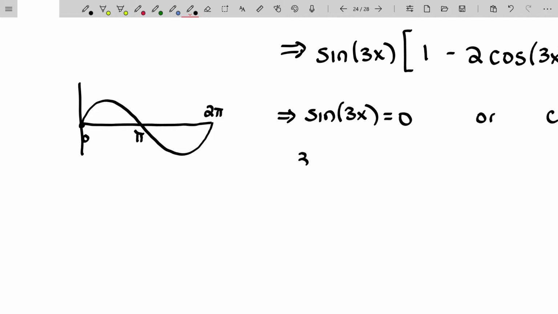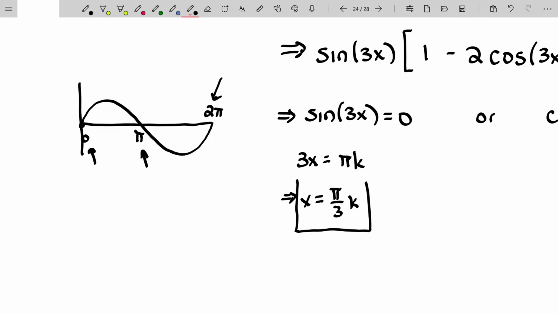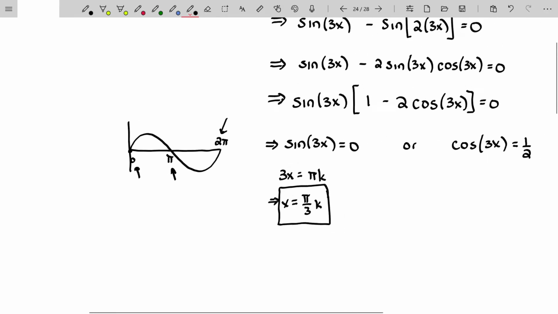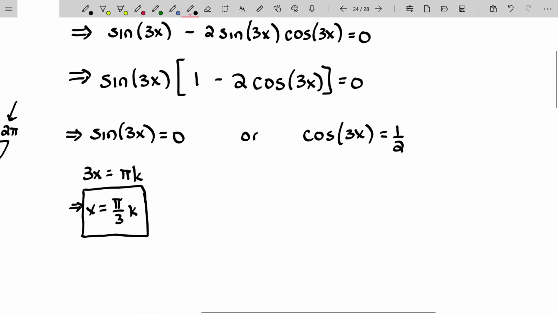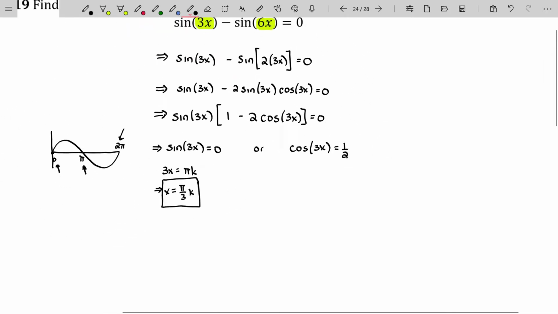So 3x is going to be pi k. If k were 0, I'd get 0. If k were 1, I'd get pi. If k were 2, I'd get 2 pi, and so on and so forth. And that implies x is equal to pi over 3 k. That's one set of solutions. I didn't square both sides or anything like that, so I don't need to check my work. Now we're going to deal with the cosine of 3x.